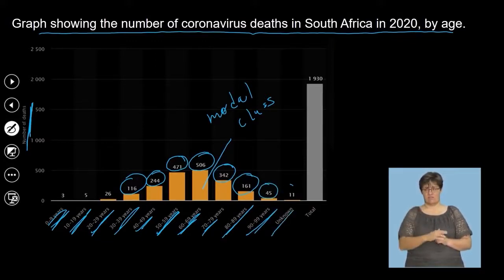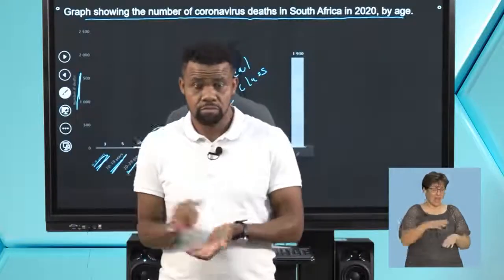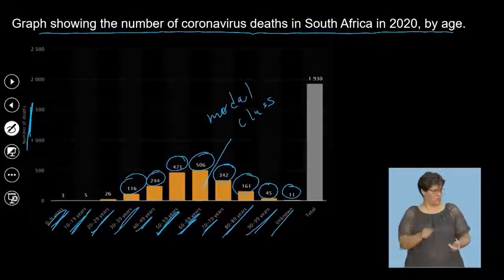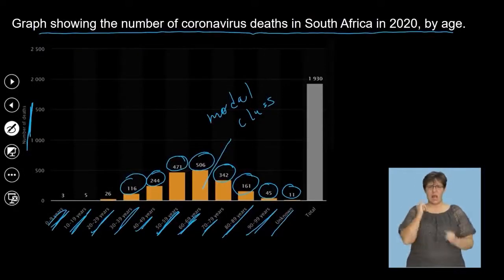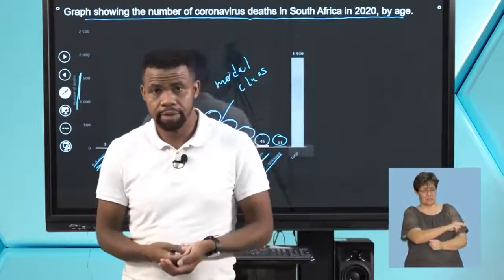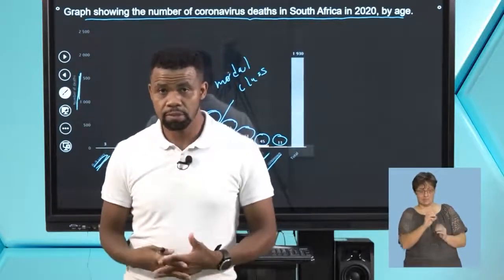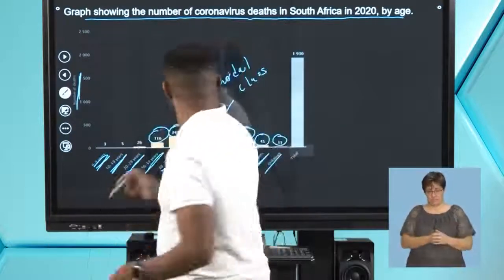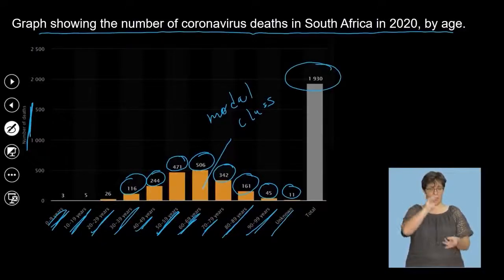45, unknown 11. What does it mean? Unknown, we don't know their age, okay? How does that happen? How can we not know? We know that 11 people died from COVID-19, but we don't know their age. It's possible that they were in the hospital and no identification or something of that nature. But we still have the statistics for that. And this is the total people died from the COVID-19 for that period.